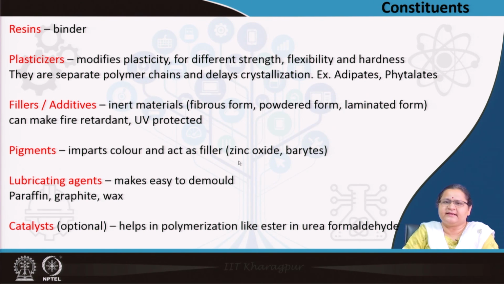Now the lubricating agents are the paraffins, graphites and the wax, which help in demolding. That means it makes it slippery, lubricant, so that it comes out very easily from the mold. And the catalysts, it may be optional, which helps in polymerization, like esters used for urea formaldehyde. So catalysts may be used, may not be used, but these are the constituents forming the plastics.